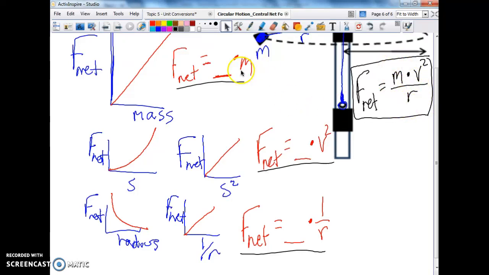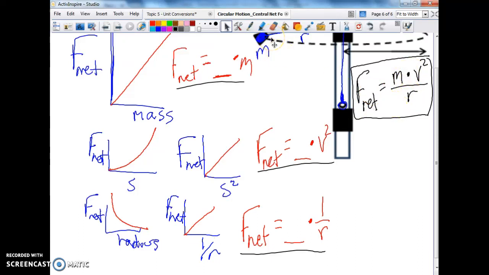But from our data, we can conclude these relationships. The mass is directly proportional to the net force. So our equation just has mass in the numerator. The net force is proportional to the velocity squared. So we have v squared in the numerator of our equation over here. And the net force is proportional to 1 over the radius. So we have radius in our denominator.